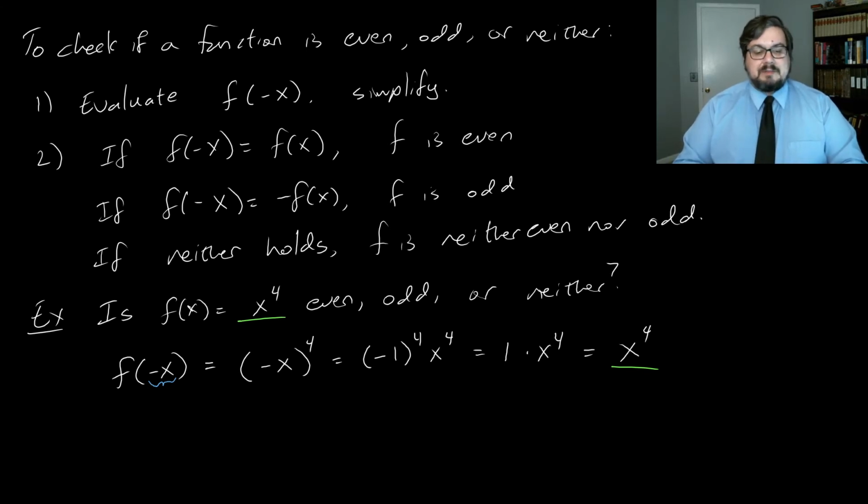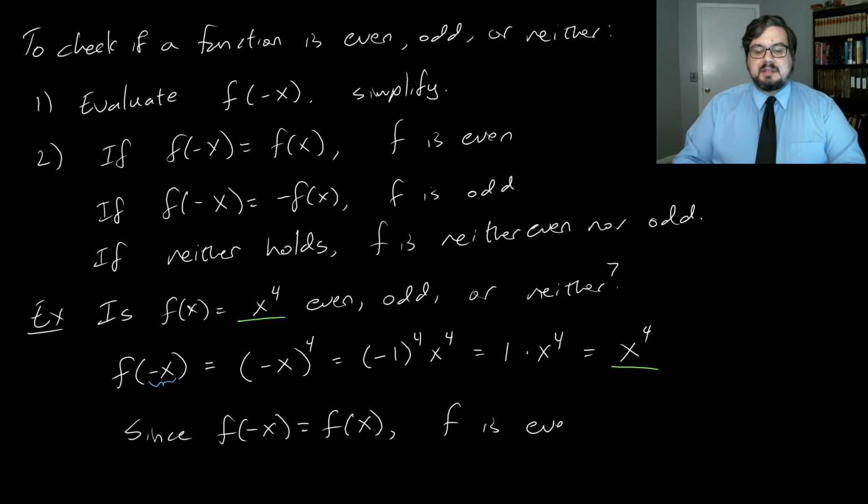If we plug negative x into the function, we get exactly the same expression out as if we plugged x in. That means that the points on the right side of the graph and the points on the left side of the graph are exact mirror images of each other. So since f of negative x equals f of x, f is even.